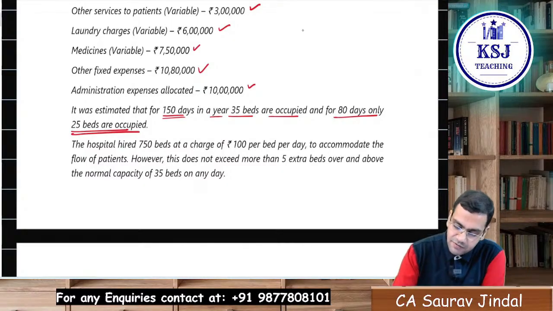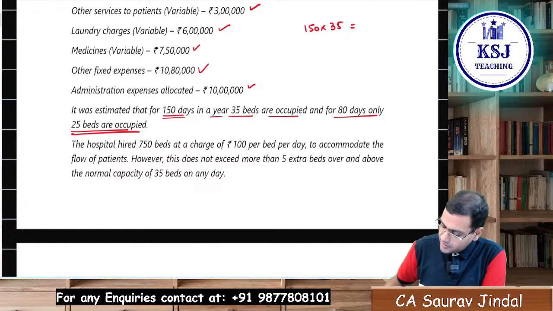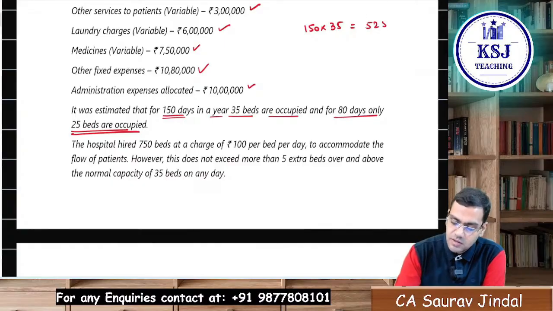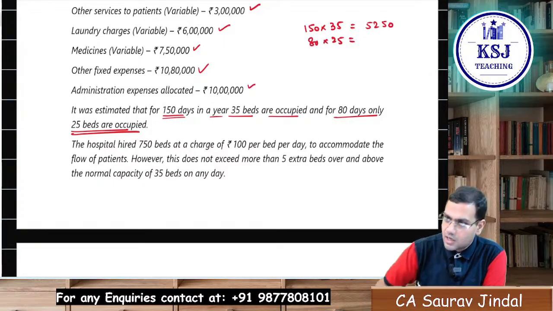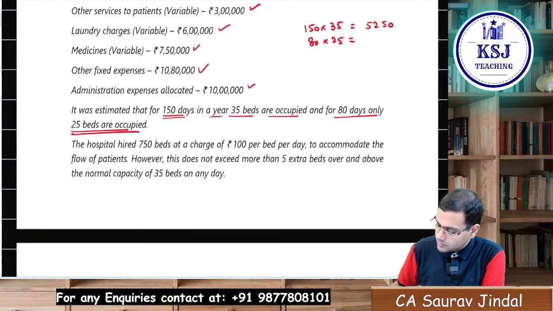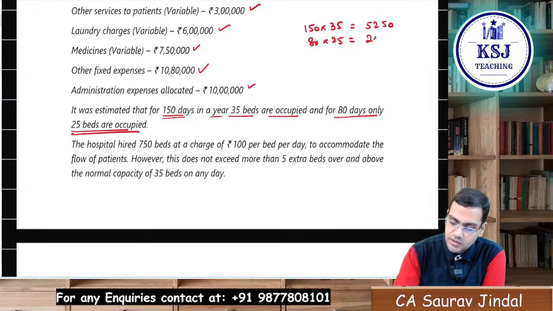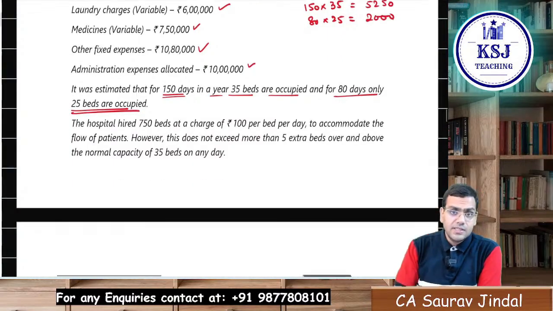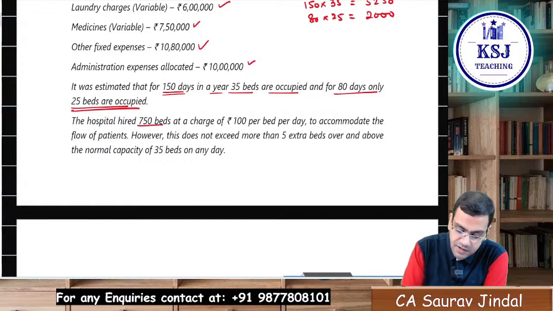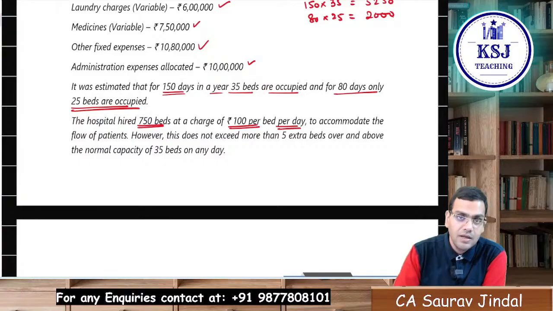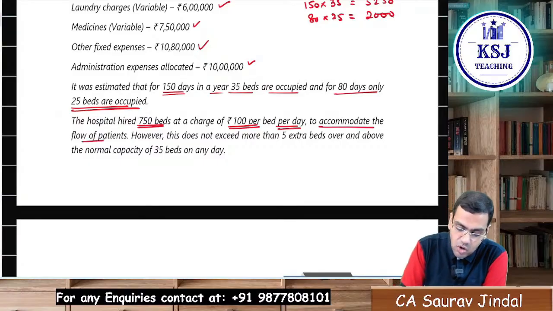So he says for 150 days, 35 beds were occupied, right? So how many patient days are there? That is 5250. For 80 days, 25 beds were occupied. How many patient days are there? That is 2000. Further, he says the hospital hired 750 beds at a charge of rupees 100 per bed per day to accommodate the flow of patients.